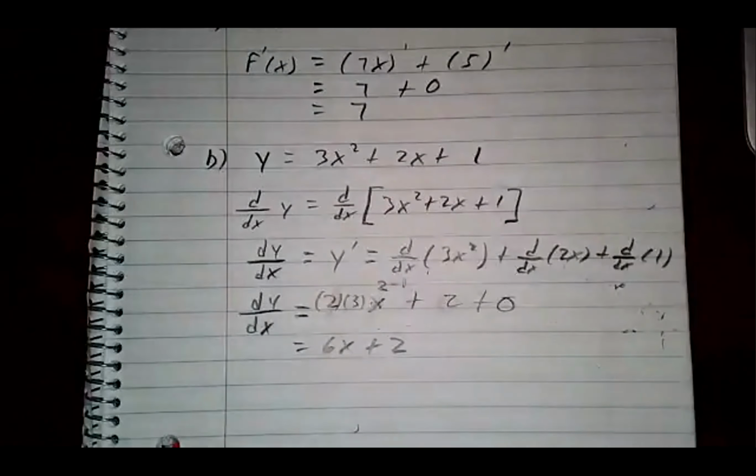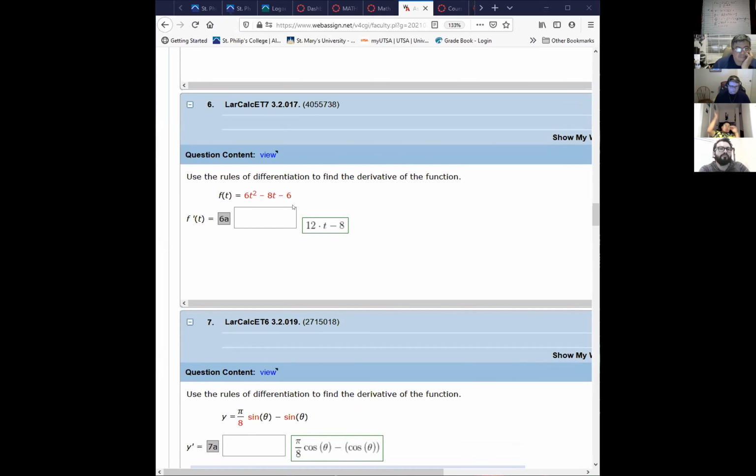You're correct. So in this example, you do the same thing, right? Derivative of 6t squared would be 2 times 6, which is 12. And then you subtract 1, leaving you with 12t. Then you do this one, derivative of 8t. Well, the power becomes 0, so it's just a negative 8.